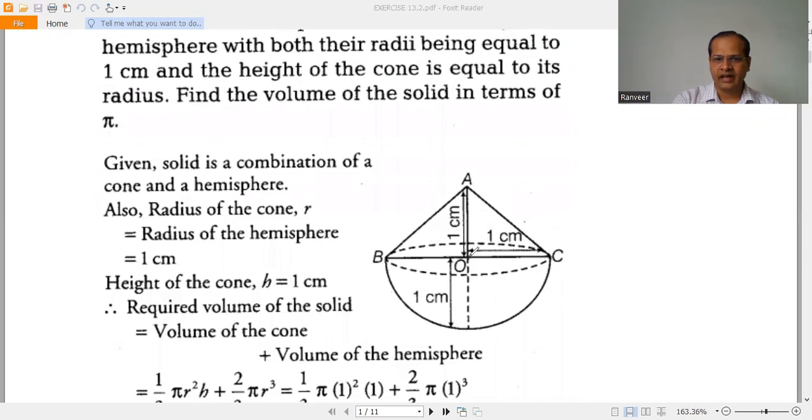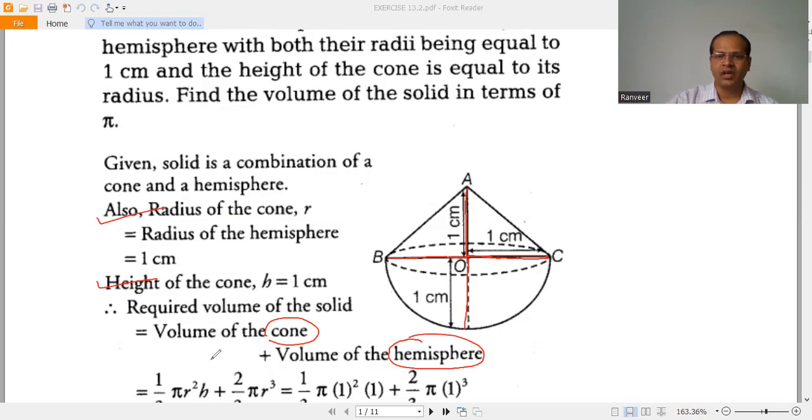Now the hemisphere radius is given as 1 centimeter. If this is 1 centimeter, then the depth is also 1 centimeter, and the cone height is 1 centimeter and its radius is 1 centimeter. So all the values are given. The required volume of the solid is nothing but the volume of the cone plus the volume of the hemisphere. So we have to include the volume of both structures.